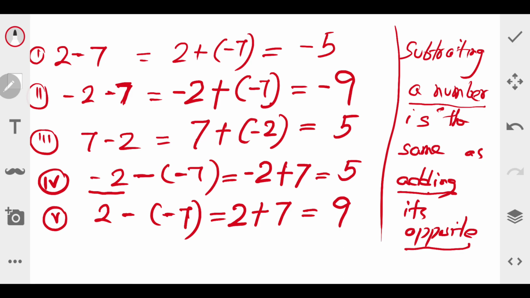I hope you now understand clearly how we can change a subtraction problem to an addition problem. Now we can work on the handout. Please practice these 5 problems one more time, and make sure you understand this.